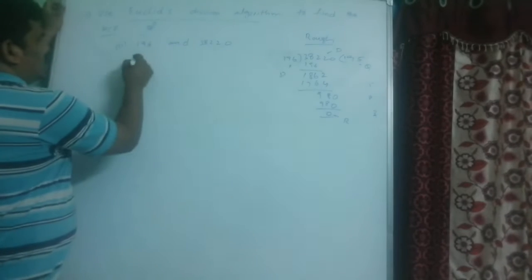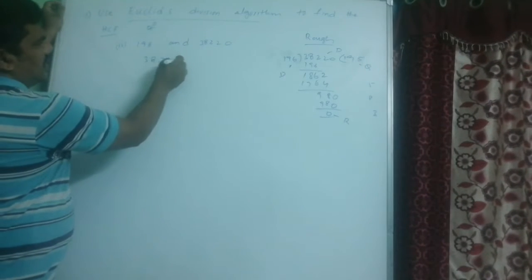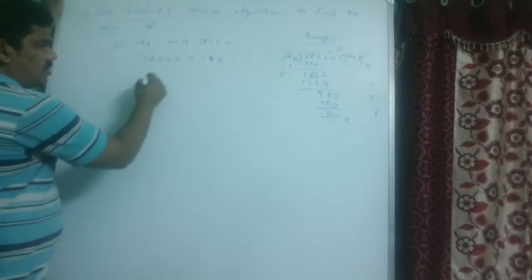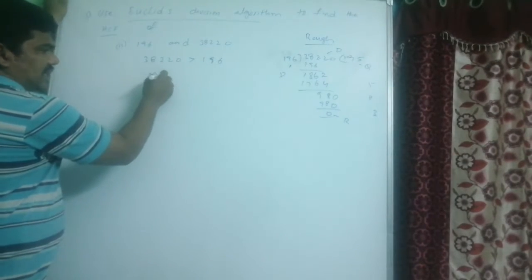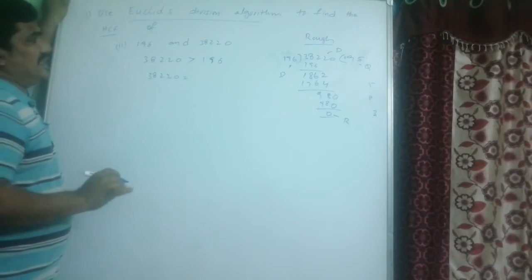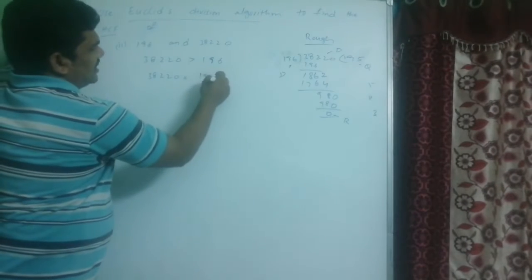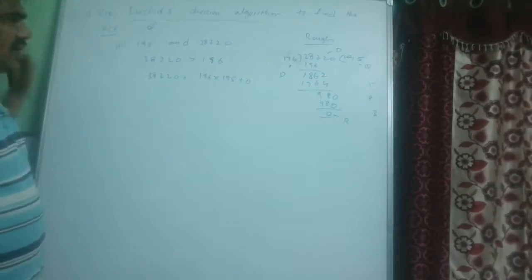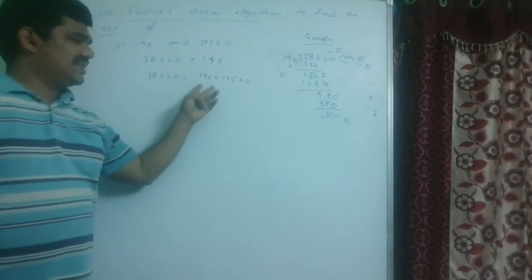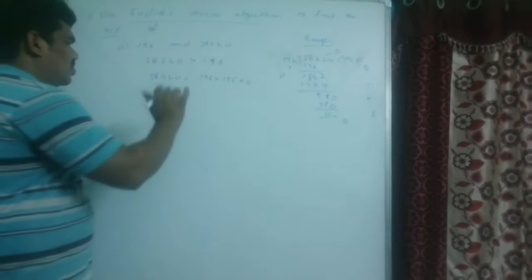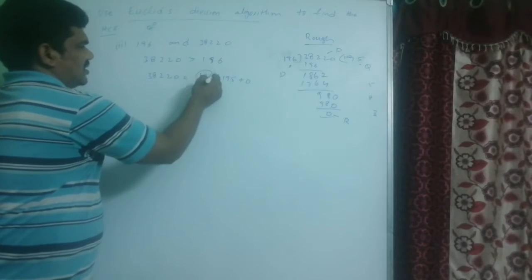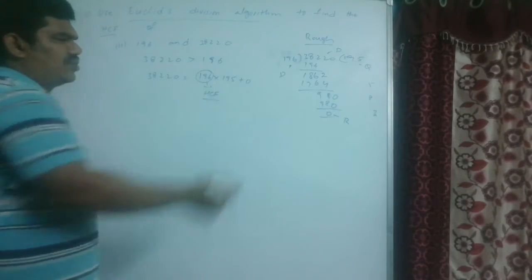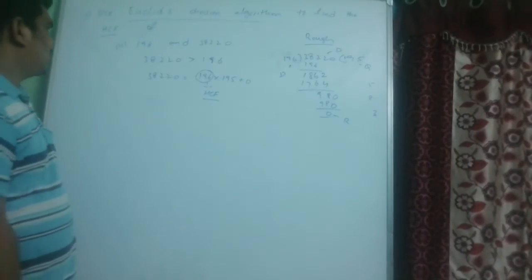38220 is greater than 196, so 38220 can be written as 196 into 195 plus 0. Clear? So this is the HCF, the direct HCF. We don't need to do any more steps.